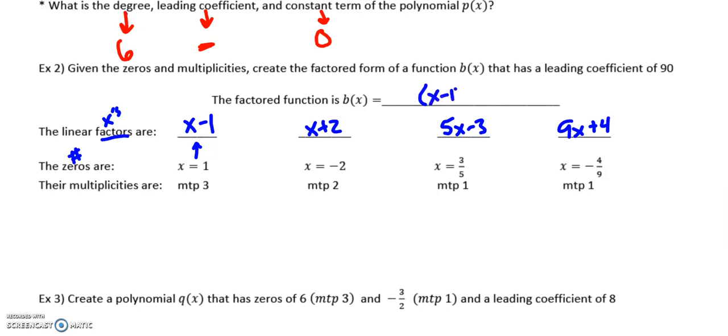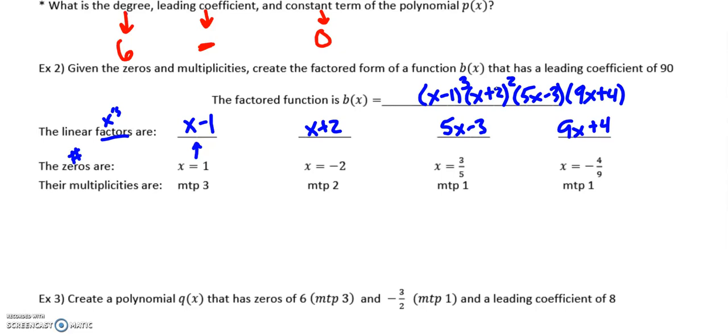I need an x minus 1 to the 3rd power because it has a multiplicity of 3. The x plus 2 has a multiplicity of 2. The 5x minus 3 has a multiplicity of 1, so it has a power of 1. And the 9x plus 4 is just sitting there. So at this point, I look at it and I'm saying, okay, I have all of my factors, all of my pieces. I just need to make sure that it has the correct leading coefficient.